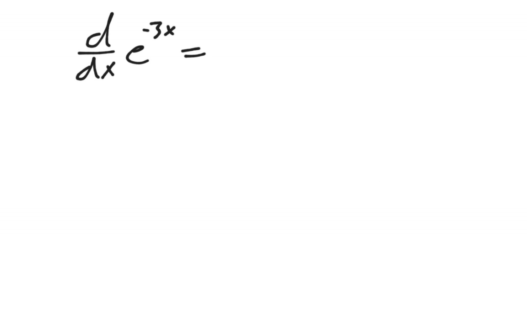Let's do some basic practice. The derivative of e to the stuff. Oh, e to the stuff, you say. Well, it's going to work the same. Guess what? We're going to have e to the stuff, and then you're going to have to chain rule it.